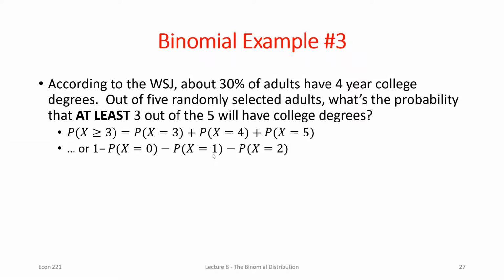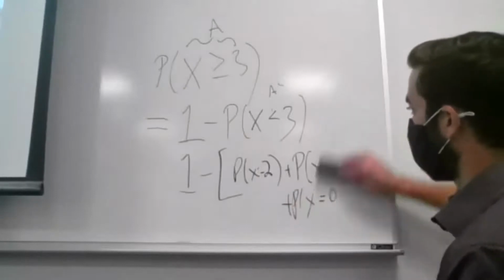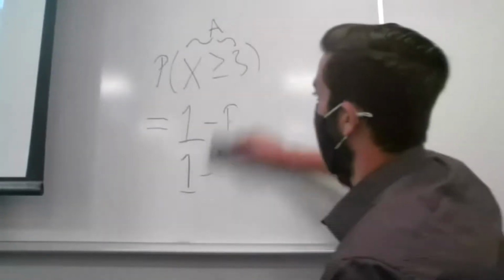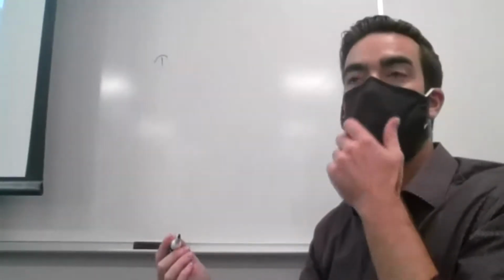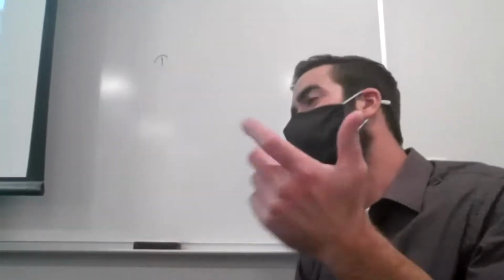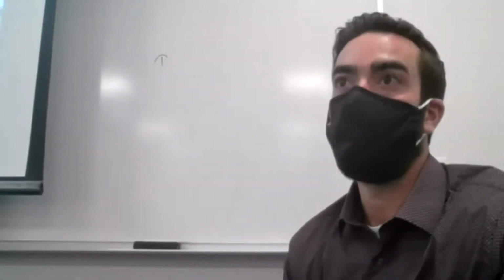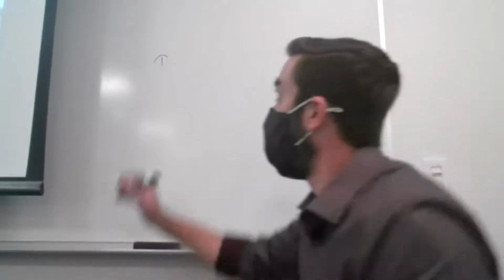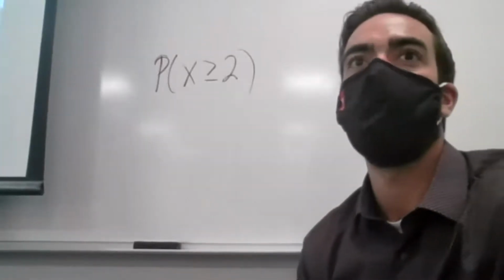But in some situations, using this complement rule is really important, right? So I'll show you another example where using that complement rule is really important. So let's say, doesn't matter what example, let's do a coin flip one. And I'm flipping the coin 100 times, right? And maybe I want the probability that I see at least 2 of those 100 be heads. So I want the probability that X is greater than or equal to 2.